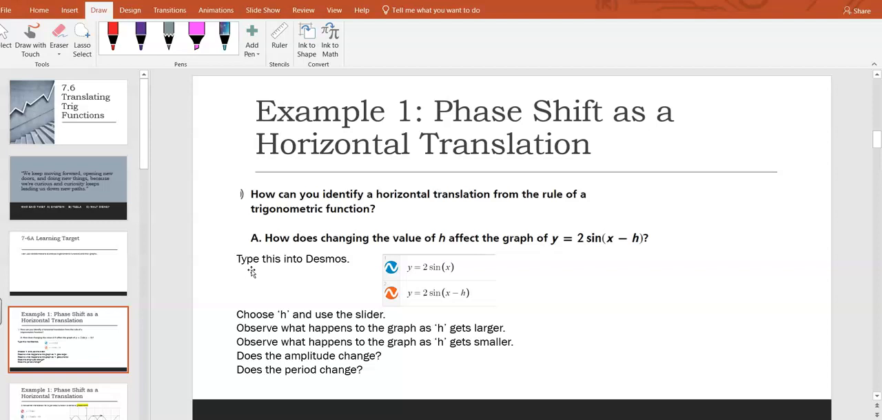If you want to look at this in Desmos, it becomes quite interesting to compare them and see what happens to the horizontal. We know that when we subtract or add something to x, and then take 2 times the sine of that, it will affect the left-right movement, the horizontal movement. So go ahead and try Desmos.